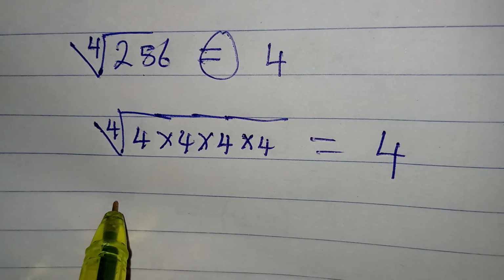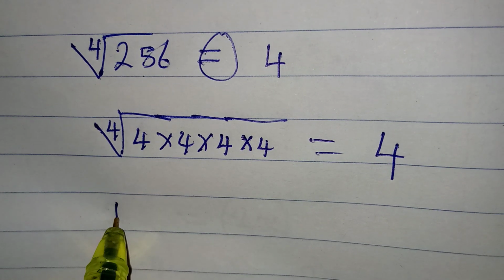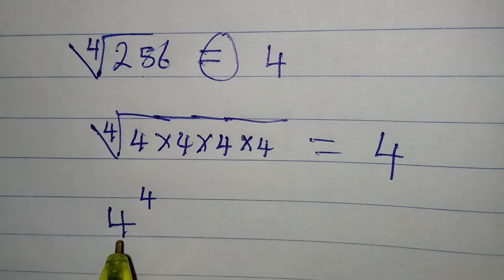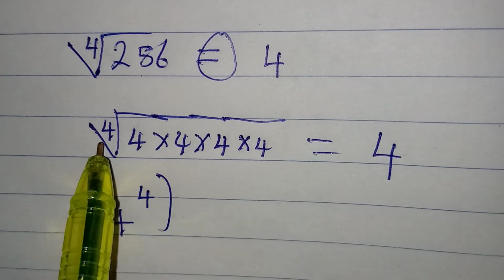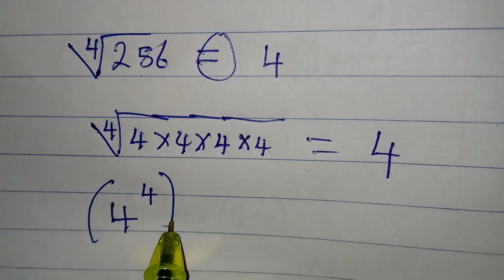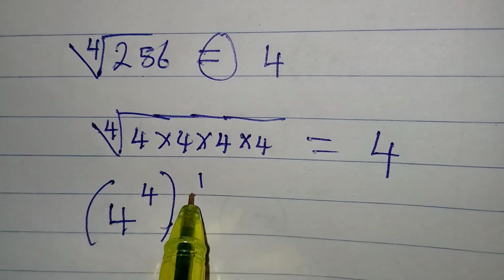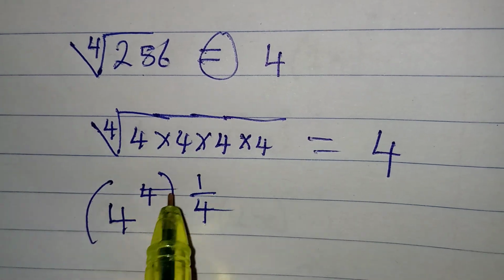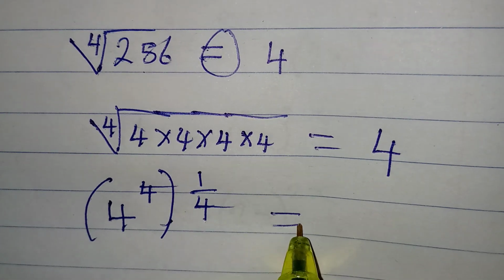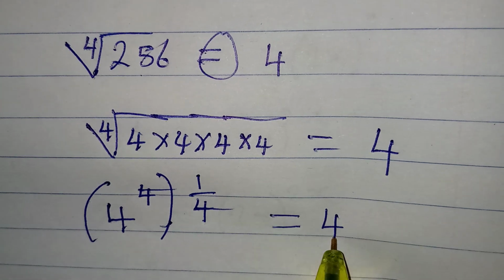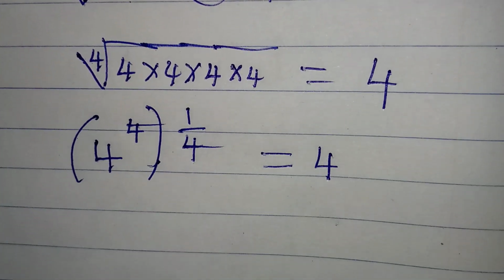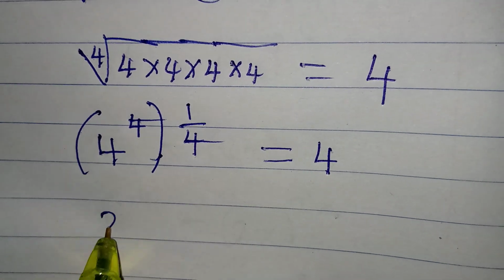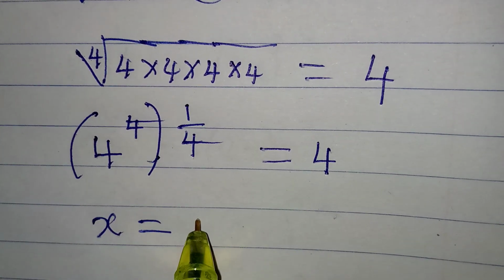Because we are going to have 4 to the power of 4. We have 4 in 4 places, right? And then because of the fourth root, this will be raised to the power of 1 over 4, right? So that this can cancel this, and the answer will now be equal to 4. And what does this mean? It means that the left hand side and the right hand side are equal, and that x is actually equal to 2.